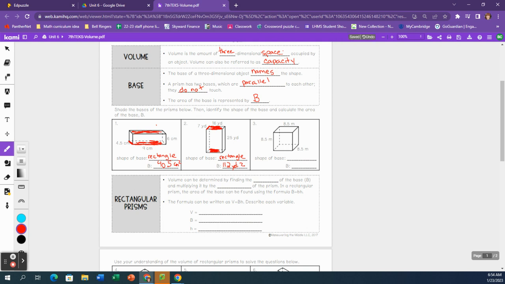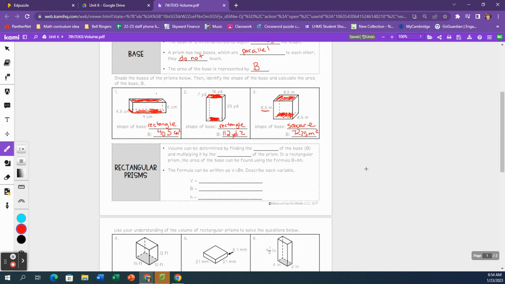And what about this one? Well, this is a square, and you know that because everything is 8.5. So let's just do the top. Here are our bases, the bottom, and this is a square. And so that would be 8.5 times 8.5, which is 72.25 meters squared.